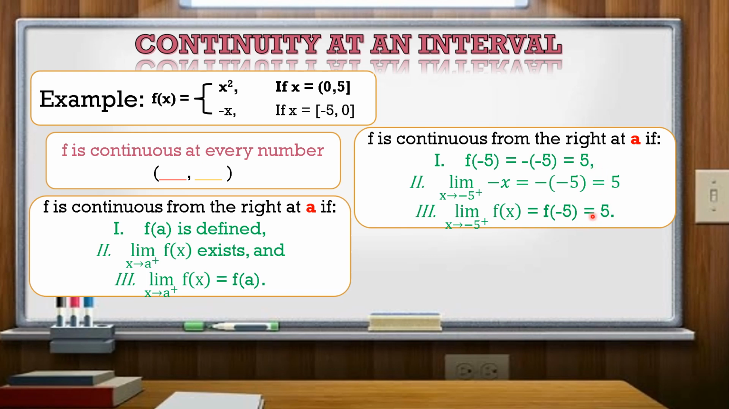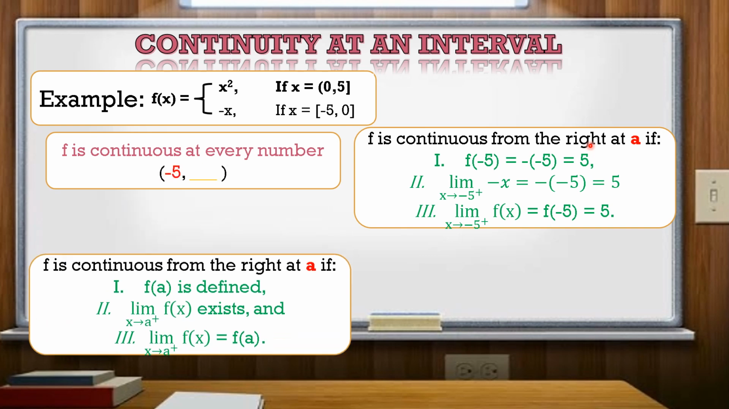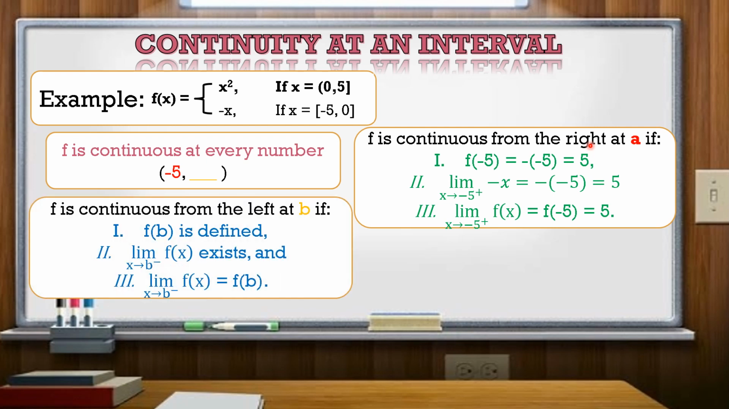Eh, compare natin yung step 3. Pareho ba yung step 1 and step 2? Yes, pareho. Then the function is continuous from the right at A. Meron na tayong continuous from the right at A. Next natin gagawin is, kukunin naman natin yung function if it is continuous from the left at B naman.